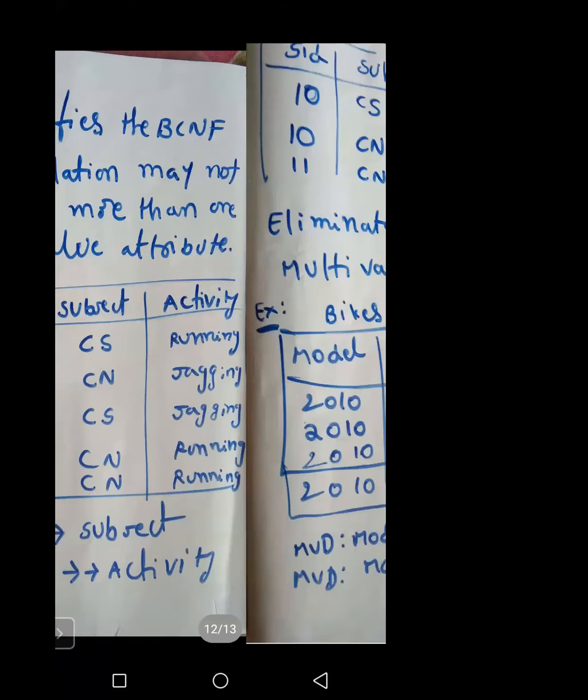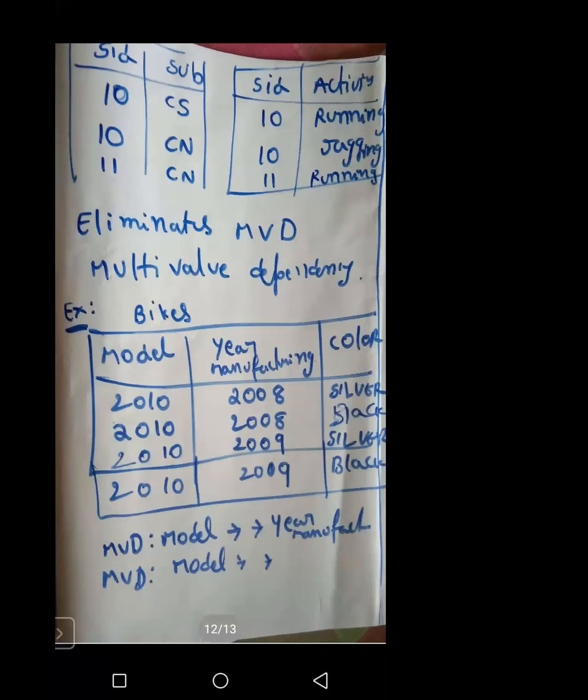Then it will appear like this: SID subject, SID activity. Now if you observe here, 10 CS, 10 CN, 11 CN. Only three rows are enough to represent all the tuples in the table. In the same way, SID activity as 10 running, 10 jogging, 11 running. So in this manner, we are eliminating the multi-value dependency.